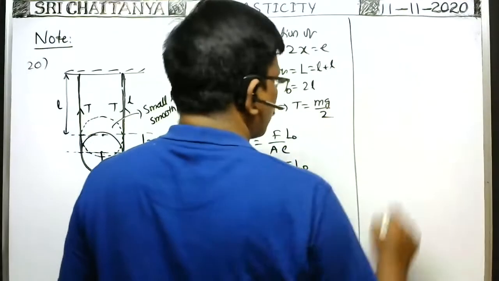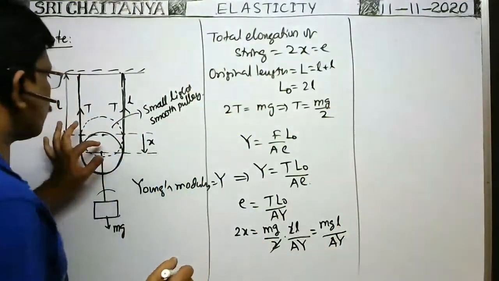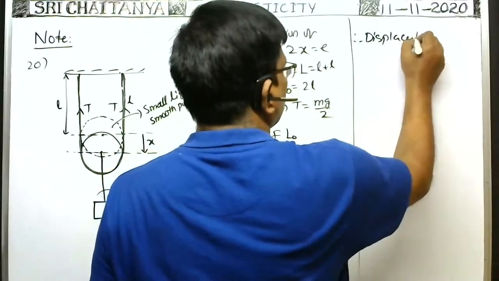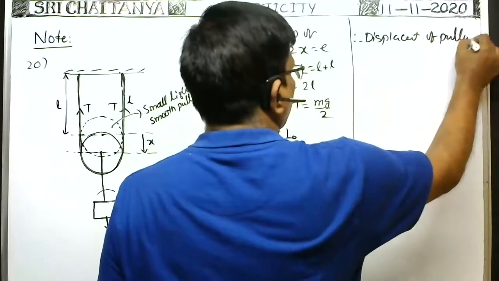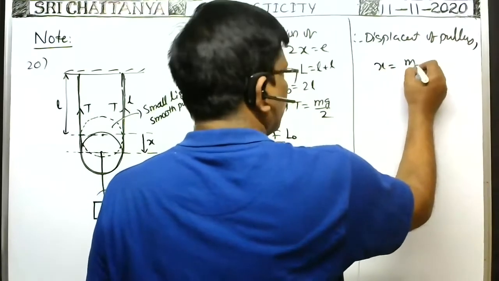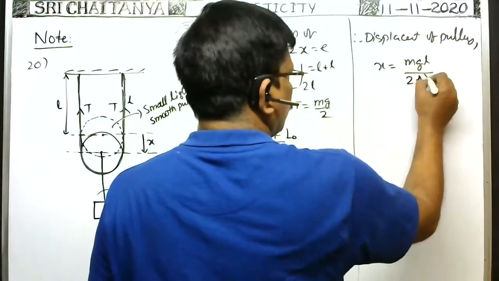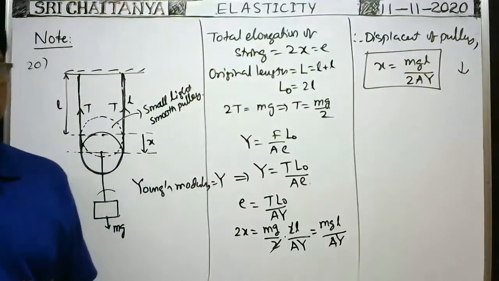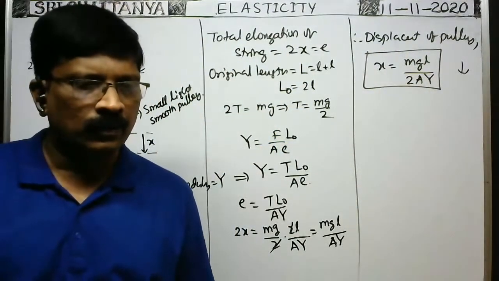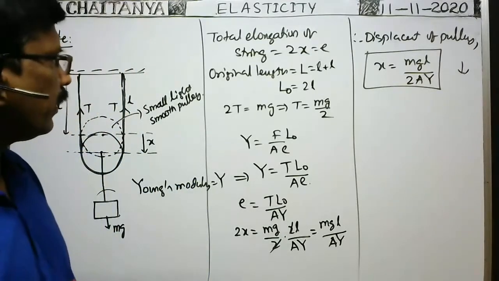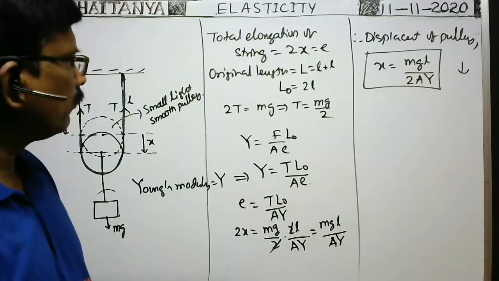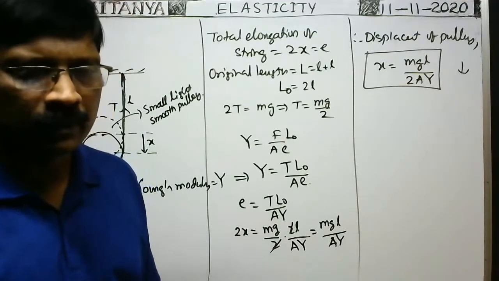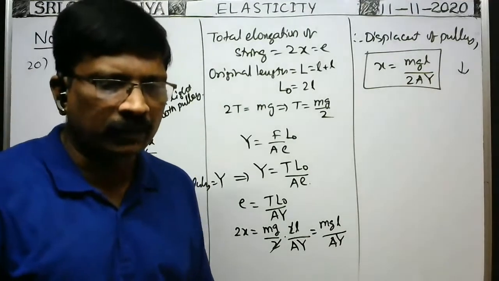Therefore, x is equal to how much? x means the displacement of the pulley downwards. Therefore, the displacement of the pulley x is equal to mg L by 2A into Y downwards. This is the displacement of the pulley. Where have I taken E is equal to 2x, Kailash?